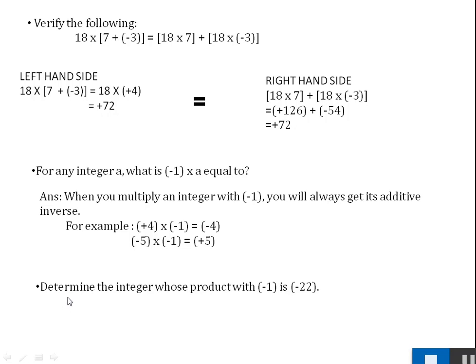Third question. Determine the integer whose product with negative 1 is negative 22. What does this question mean? You should find the integer which when multiplied by negative 1 gives you negative 22. Let's see. A number when multiplied by negative 1 gives you negative 22. So the answer is positive 22. Positive 22 into negative 1 will give you negative 22.